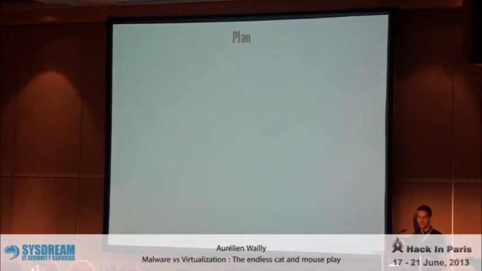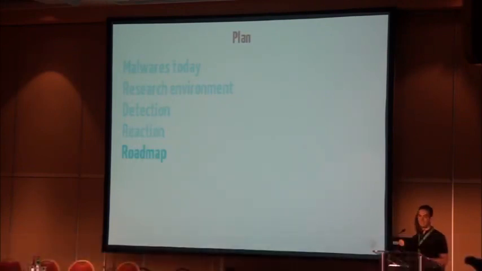Okay, so today I will follow this outline. Where are we today with malwares? What is the research environment? As I told you, I do a PhD, so I'm academic oriented. I will show you papers, the most important papers, how to detect virtualized environments, how to hide from detection, and how to detect hidden environments, and everything. And finally, I will give you a roadmap, or what is the next step in this war, and what we will expect. First, virtualization. Why do we use it?